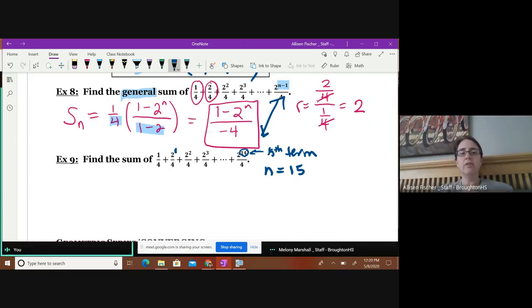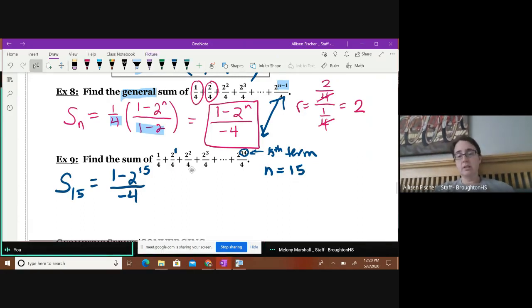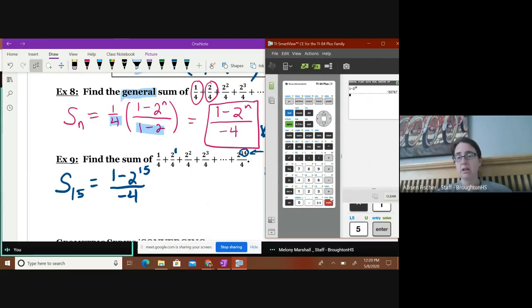So the intention in finding the general sum formula is that we can now just substitute in 15 into that sum formula. So we're finding the sum of the first 15 terms. We can just substitute in 1 minus 2 to the 15th all over negative 4. So if you just take your handy dandy little calculator and type in 1 minus 2 to the 15th, and 2 to the 15th is going to be a ridiculous number, like you saw with the problem that Miss Willis did. You're going to get a big number, and then you're going to divide it by negative 4.